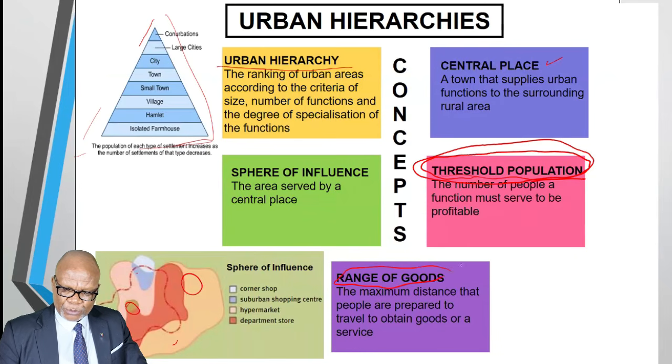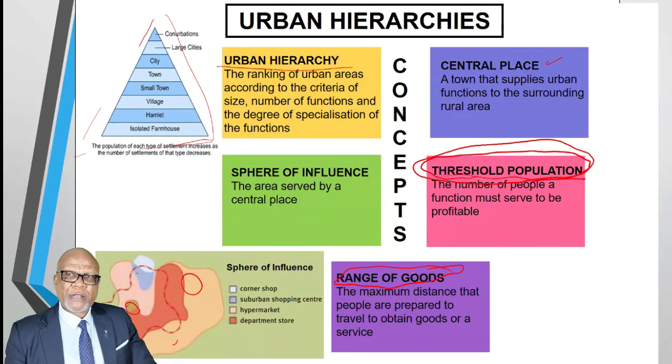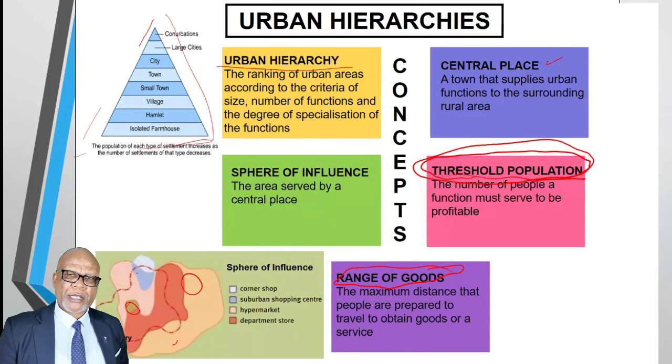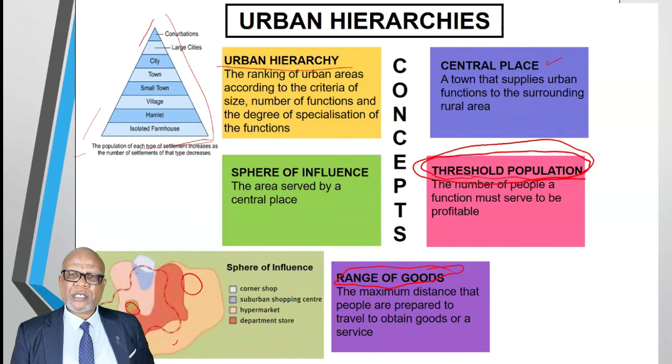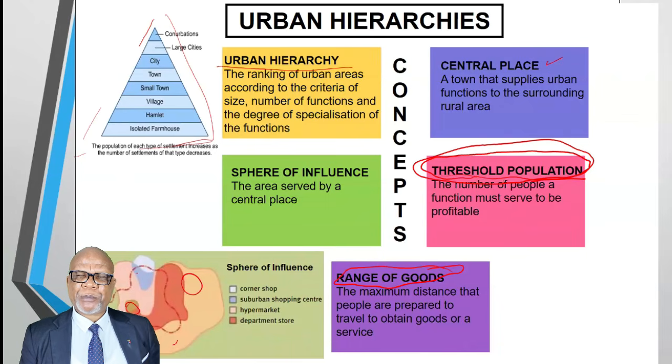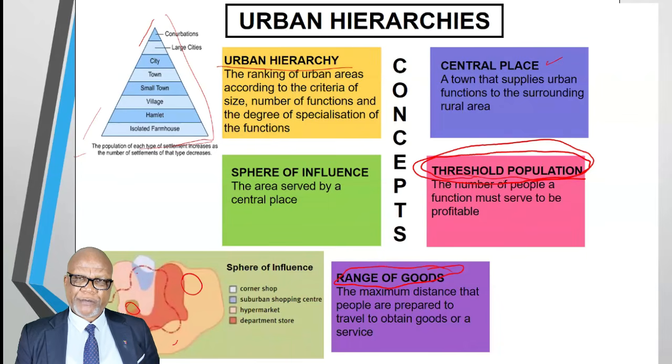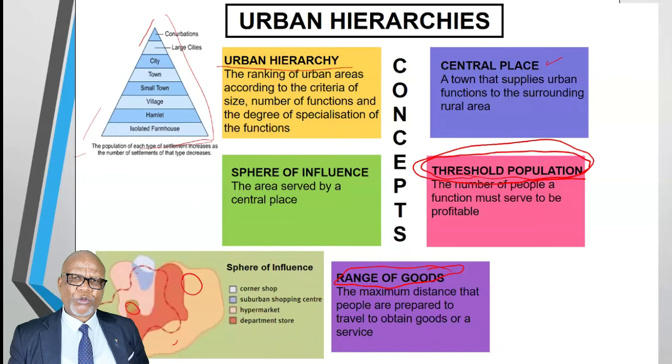And now, if you are in a place and you want to go somewhere else to buy goods, the distance that you are going to travel is called a range. So a range simply refers to the maximum distance a customer is prepared to travel for goods or for services. So what is going to determine the range? The distance that you're going to travel. What are you going to consider for you to start traveling? You're going to consider, am I going for high order goods or am I going for low order goods?